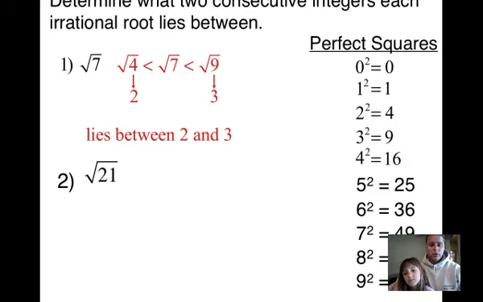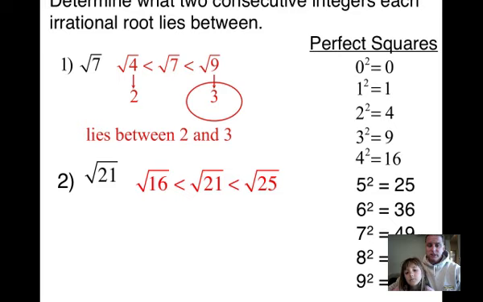So next we want to find two perfect squares again, one above and one below the square root of 21. Well, that's going to be the square root of 16 and the square root of 25, because 21 is in between 16 and 25. Gabby, do you know what number multiplies by itself to be 16?